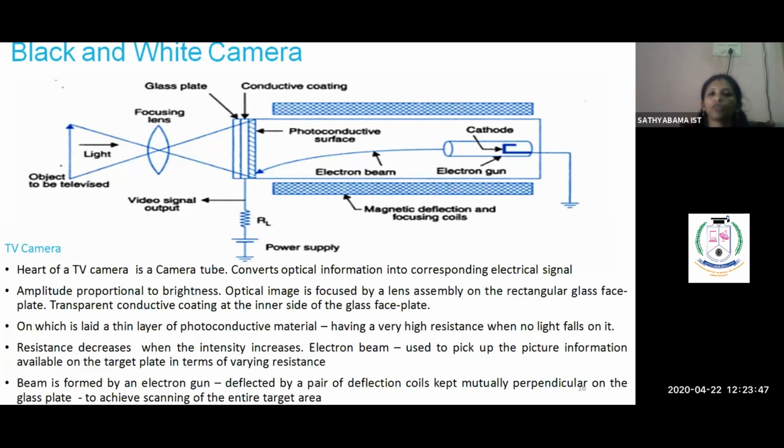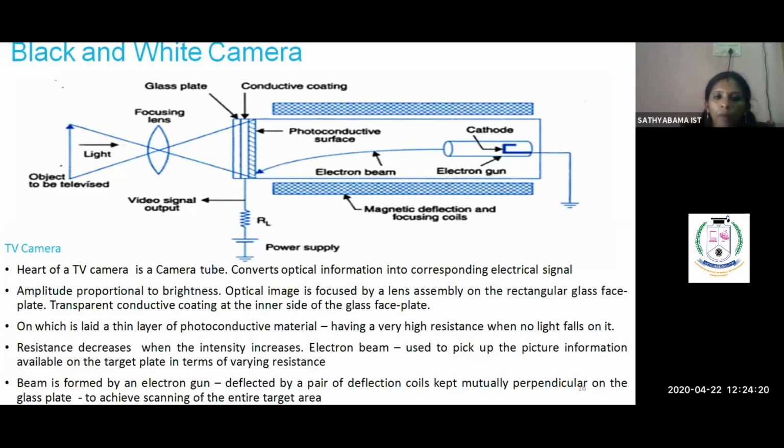The photoconductive material is used for high resistance components where no light is falling on it. The resistance decreases when the intensity increases, which means the resistance is inversely proportional to the intensity. The electron beam is used to pick the information of the picture available on the target plate in terms of varying resistance. By means of the varying resistance, the electron beam picks out the picture.